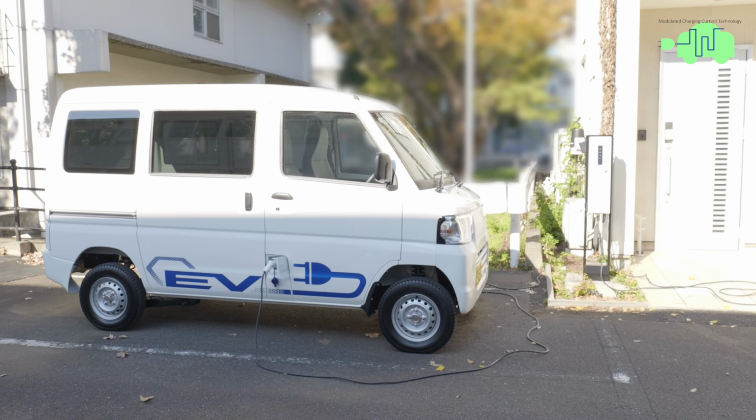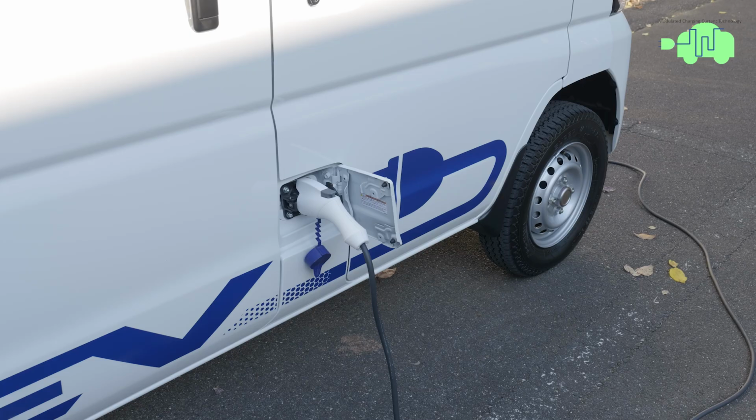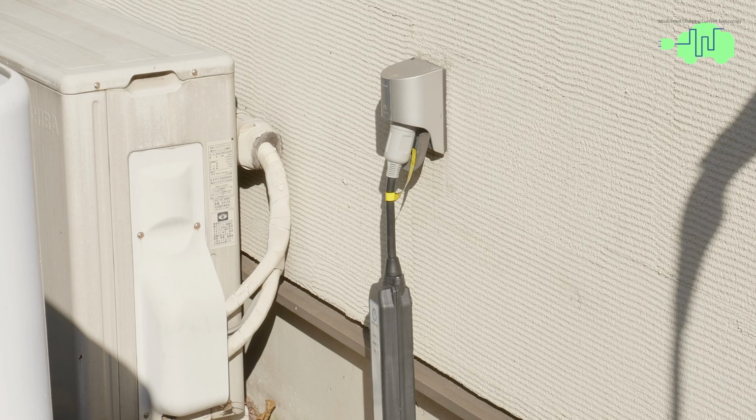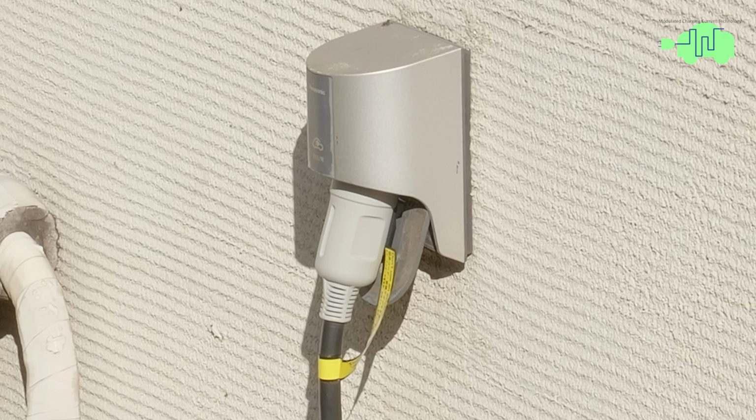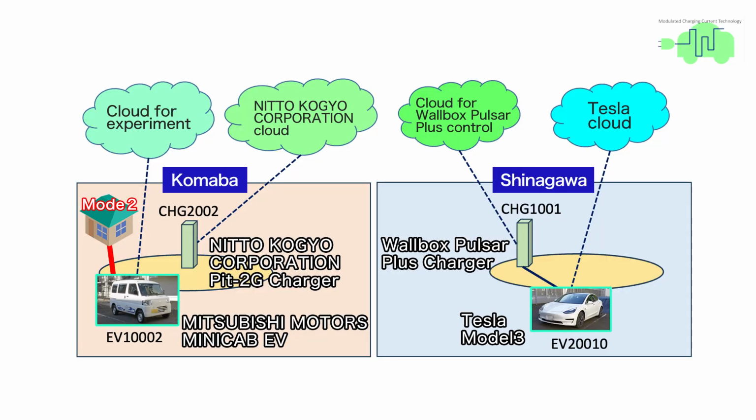EV charging is not always done by the providers of the charging service. A typical case is basic charging at home using the Mode 2 method. In such cases, the matching sequence should not be identified as connected. We have recently conducted an experiment on such a case.